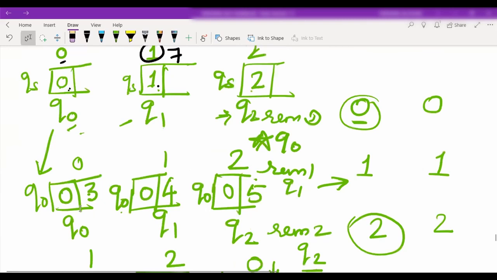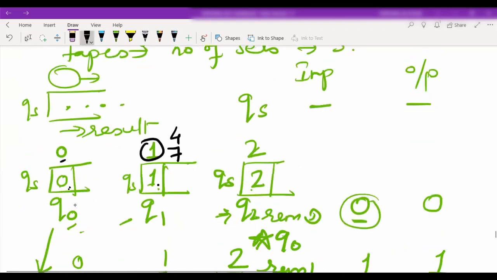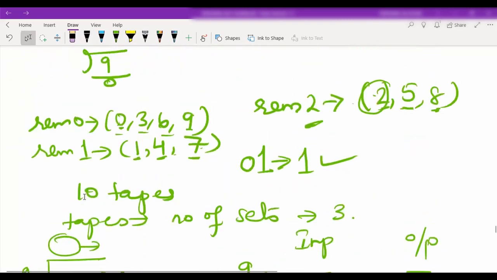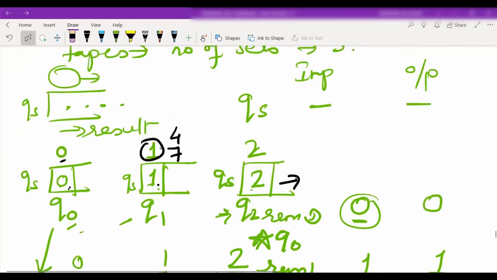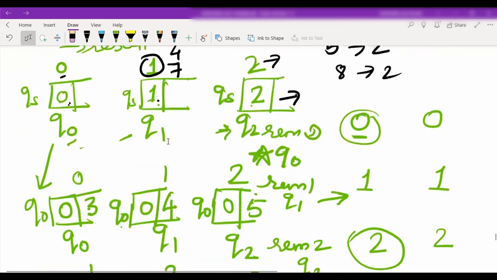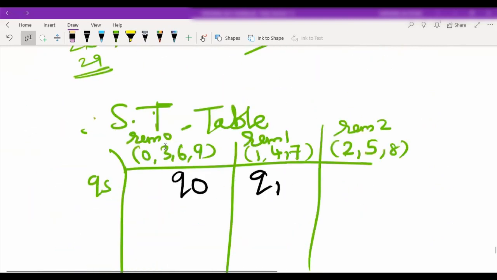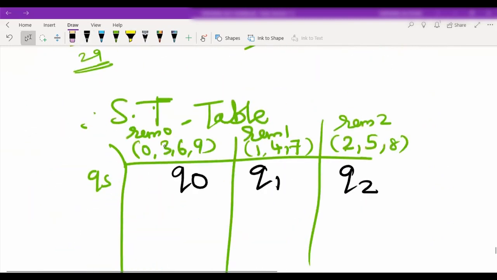Now QS, and we are going to take any element from set 2. What is there in set 2? Either 2, 5 or 8. Here I have considered number 2, which leaves remainder 2. If you are taking number 5, that will leave remainder 2. If you are taking number 8, that also leaves remainder 2. So whichever element we take from the remainder 2 set, it will always result in remainder 2. That's why we are moving to the Q2 state. Now we will consider this as a current state, and Q0, the final state, we will mark with an asterisk.